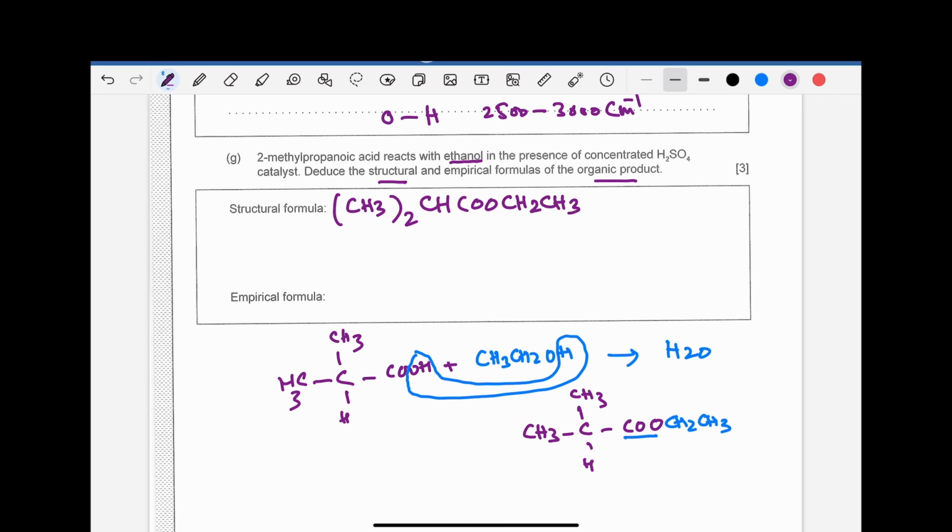Next is the empirical formula. So let's write the molecular formula first. If we add all the carbon together, we will have 6 carbon, so C6H12O2, and we can simplify it. So we will have C3H6O.